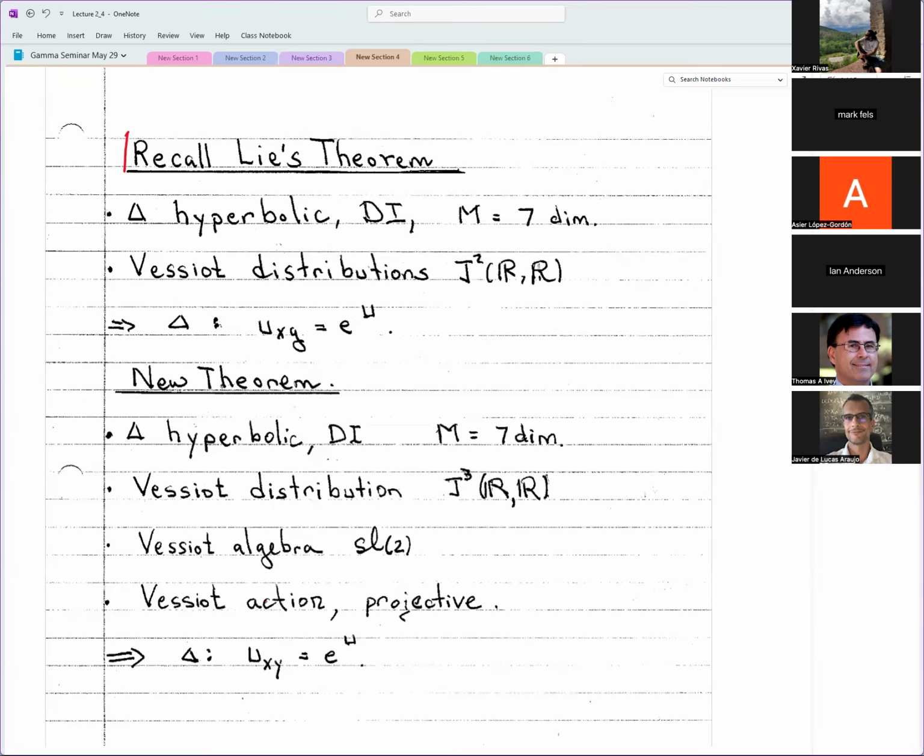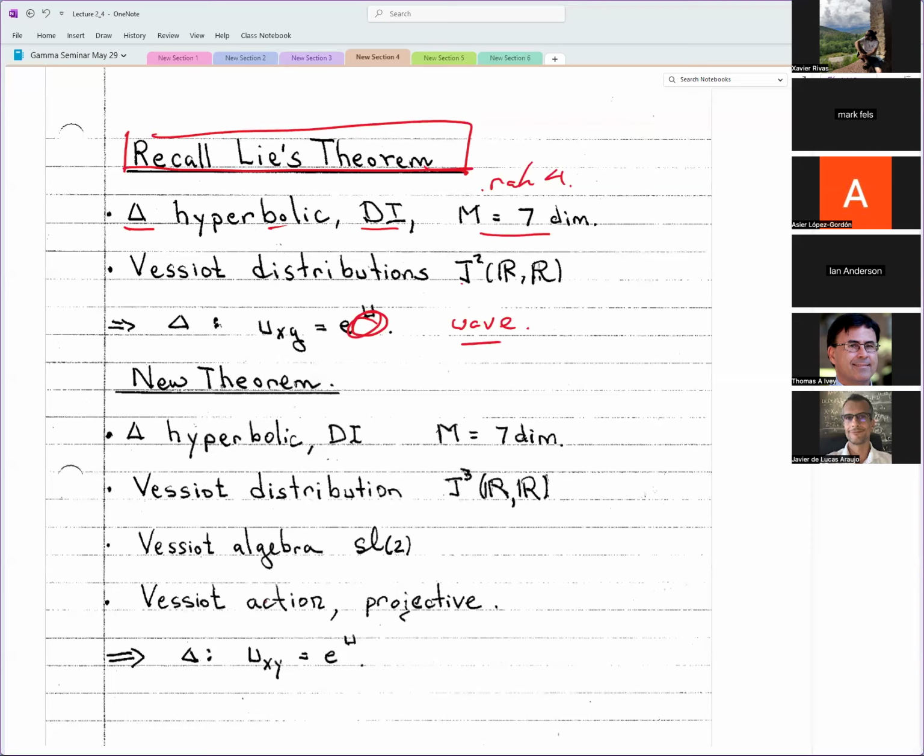In the first lecture, I mentioned Lee's theorem. We have a hyperbolic DE defined on a 7-manifold, rank 4. If the Vecchio distributions are J2 or R, then the equation is the wave equation.